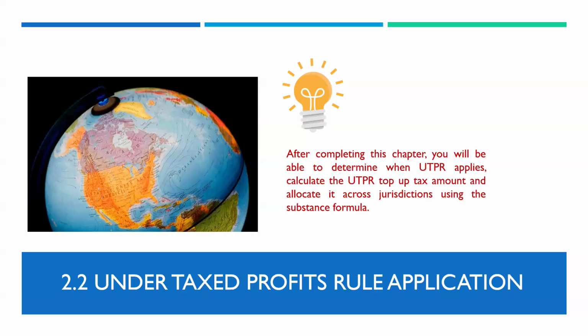Yes. So yesterday we learned about IIR, which is the first charging mechanism, and today we will do UTPR, the under-taxed profits rule, and how to apply it and what it means. What is the concept of this? How is this charging mechanism applied for Pillar Two, etc.